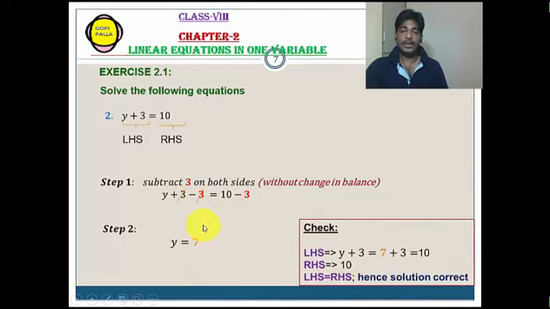So we'll check the same way. In place of y we'll substitute 7: 7 plus 3 is equal to 10, and on the right hand side 10 is already available. So the left hand side is equal to the right hand side, and the solution is correct.